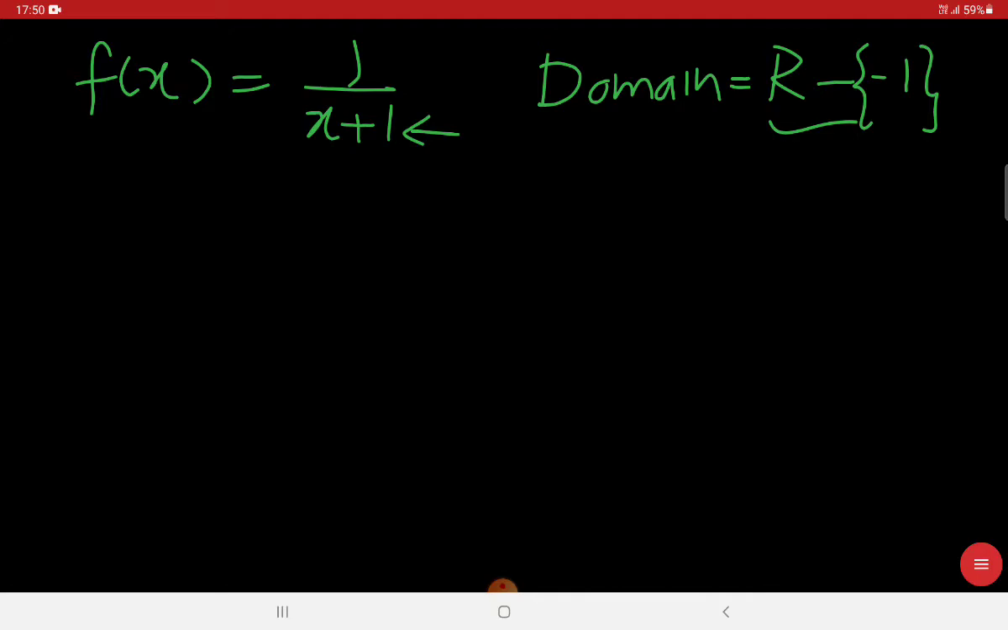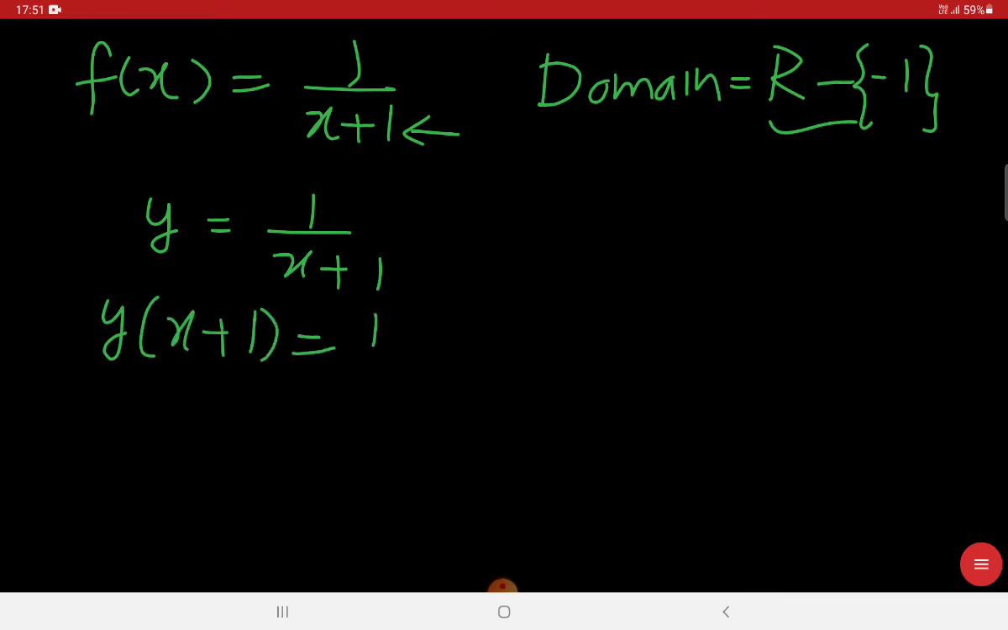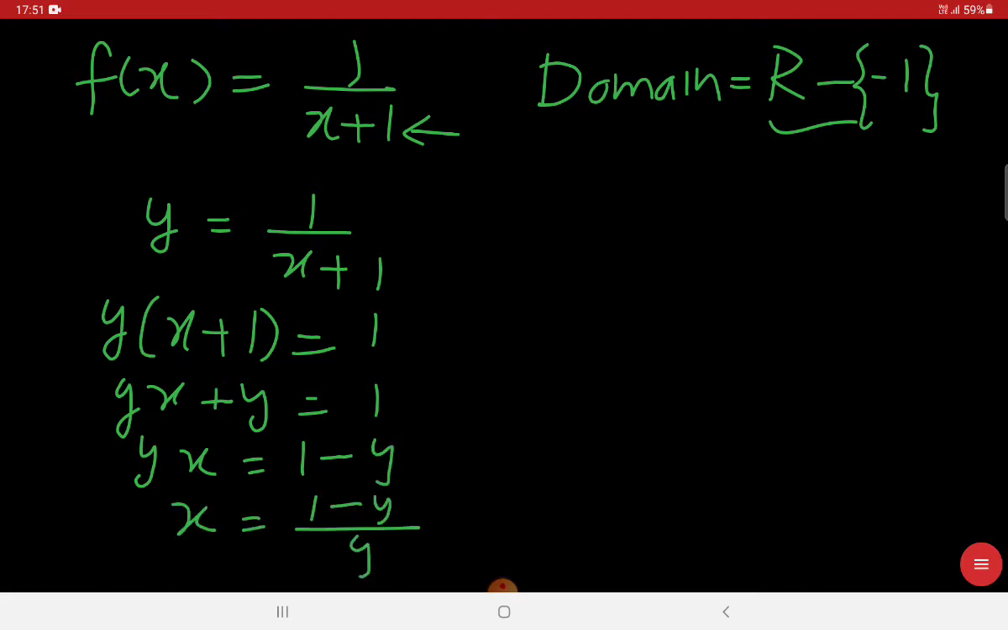Range means y values. So first step, write x in terms of y. See, f of x equal to 1 by x plus 1 means y is equal to 1 by x plus 1. Next step, write x in terms of y. So you just cross multiply, then y into x plus 1 is equal to 1. So yx plus y is equal to 1. yx is equal to 1 minus y. So x is equal to 1 minus y by y. So we expressed x in terms of y.